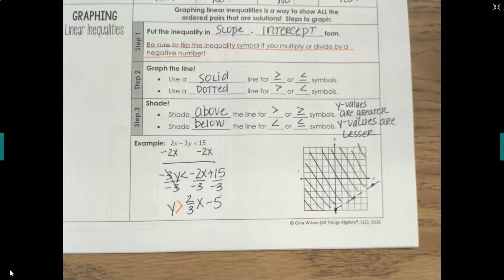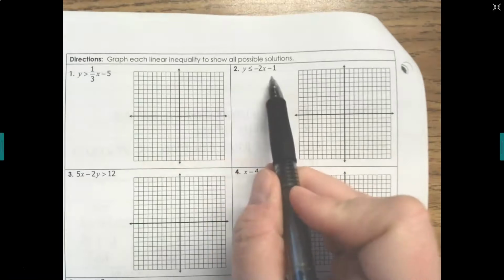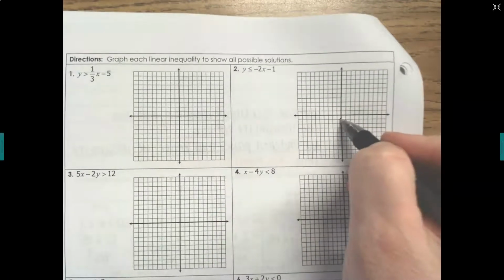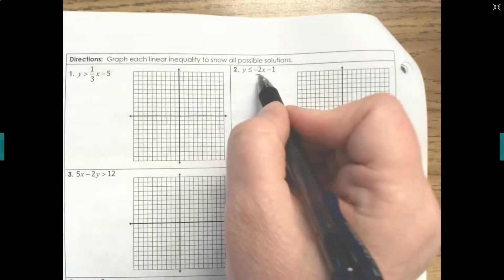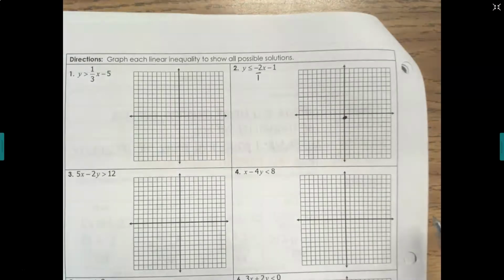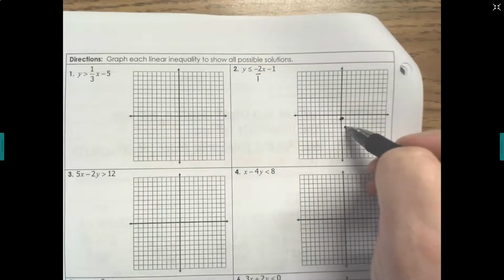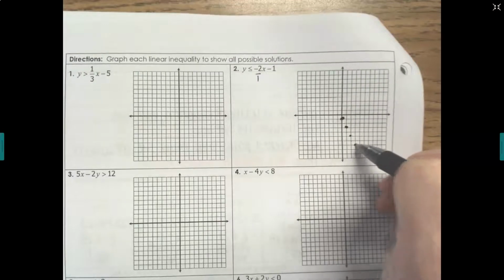All right, let's try this again. Go ahead and flip this page over. All right, let's try number 2. Number 2 is already in slope-intercept form. So we're going to start at our y-intercept of negative 1. And then we're going to count our slope. I'm going to put it over 1 to help you see it. That says go down 2, right 1, because the 1 is positive. Down 2, right 1. Down 2, right 1.